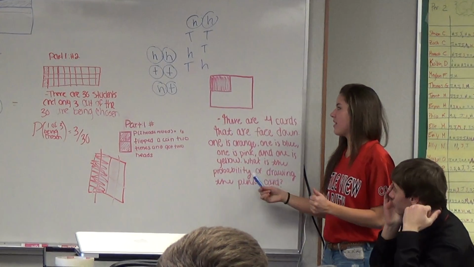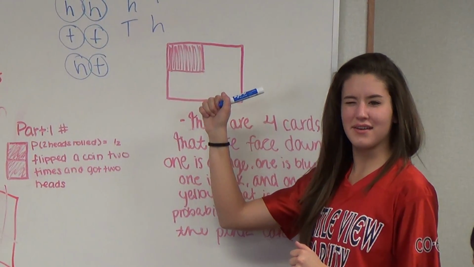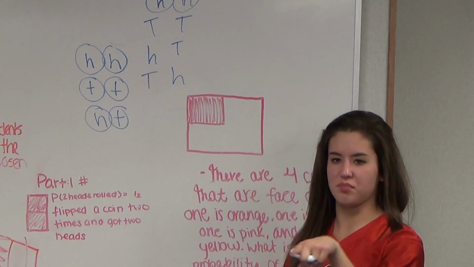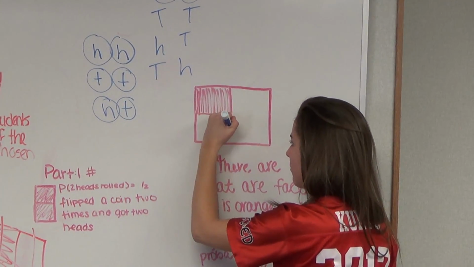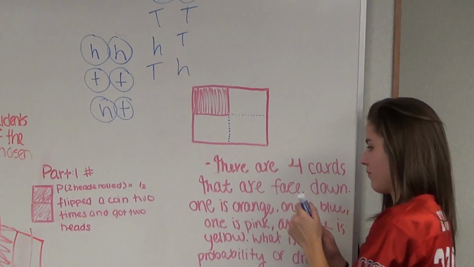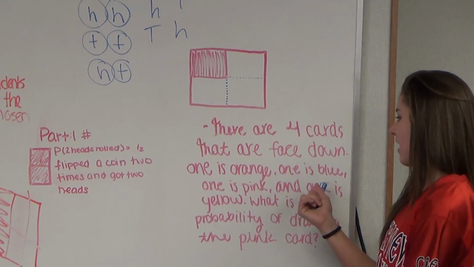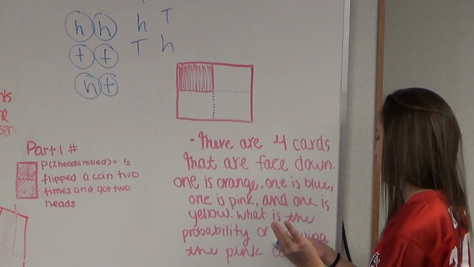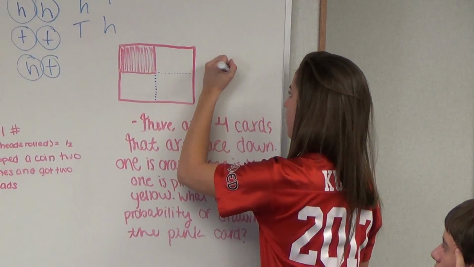Alright, so we had number 6, and this was the original area model. What we did to make it easier to split it up and get a number for the probabilities was make little dotted lines so that it looked like 4 squares. Our scenario is there are 4 cards face down. One is orange, one is blue, one is pink, and one is yellow. What is the probability of drawing the pink card? It's 1/4. I didn't write that down, but I probably should.